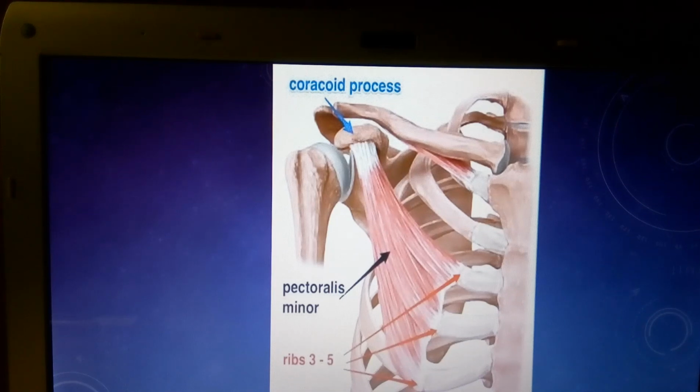Is there any clinical significance for this muscle? Yes. We have the axillary group of lymph nodes, which is divided into 3 different groups based on their relation to this pectoralis minor muscle. So that is the clinical significance. It's a very important MCQ too.